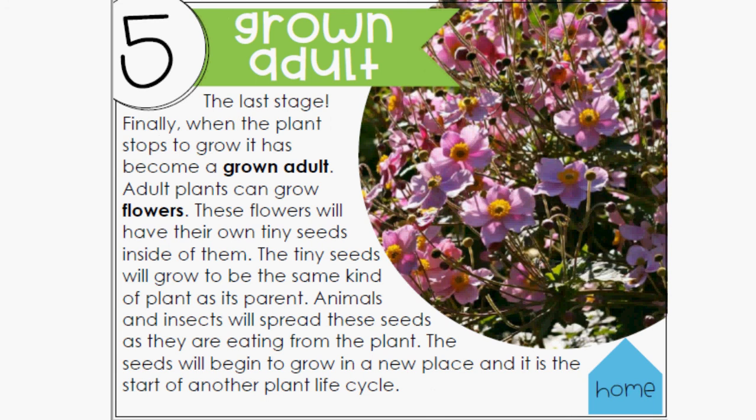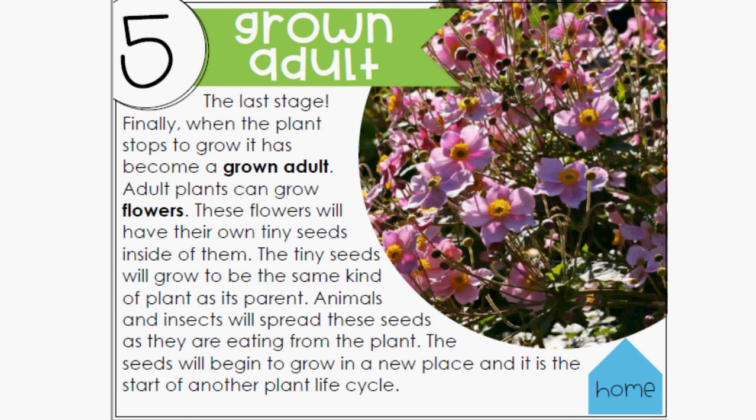Finally, the last stage of the plant life cycle is called the grown adult plant. This is when the flowers start to grow. They start to get those seeds inside them. We know that flowers do make the seeds. If the plant does not have fruit, then the seeds will stay on the flower, and the winds can blow the seeds to new places.